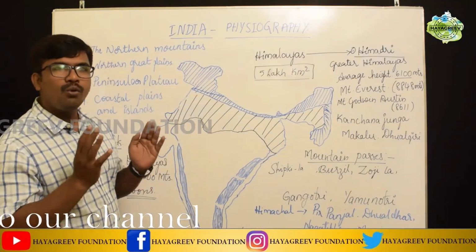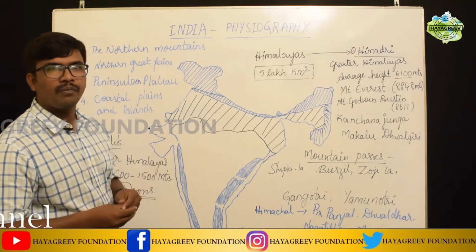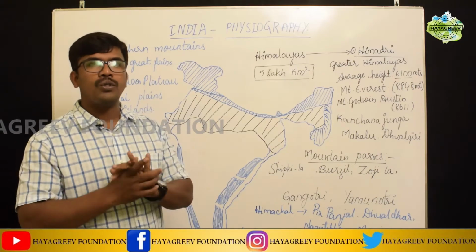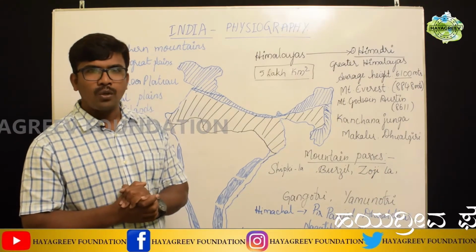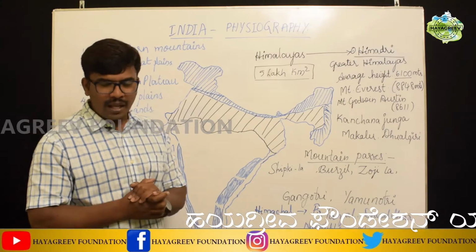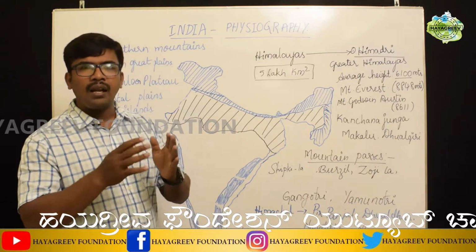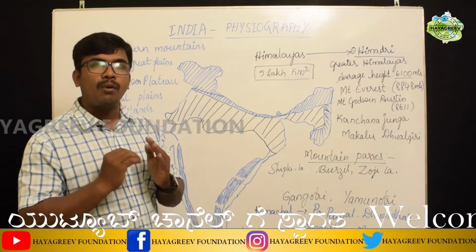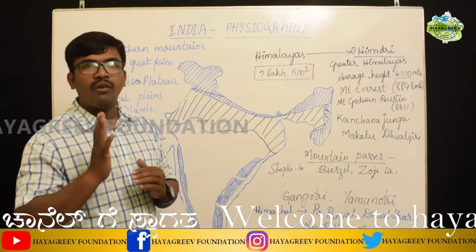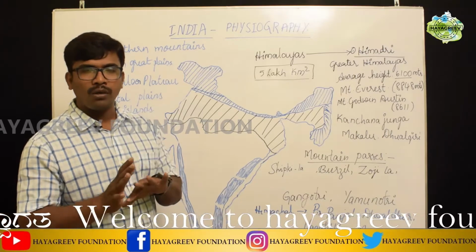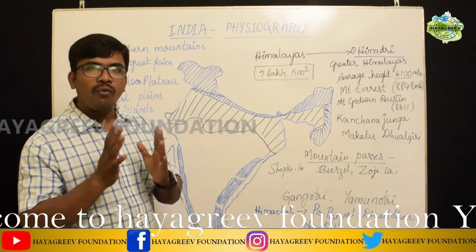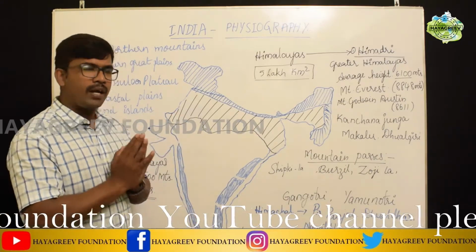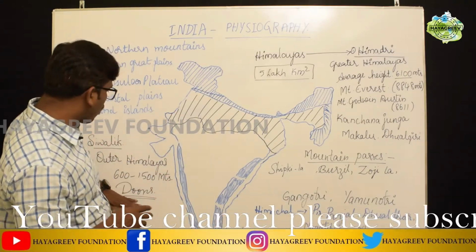Sivalik is a newly formed landmass. The speciality of the Sivaliks is that it has dunes. What are these dunes? Dunes are nothing but flat-bottomed, longitudinal structured valleys. Those valleys you can find in the Sivalik, and they are called dunes.